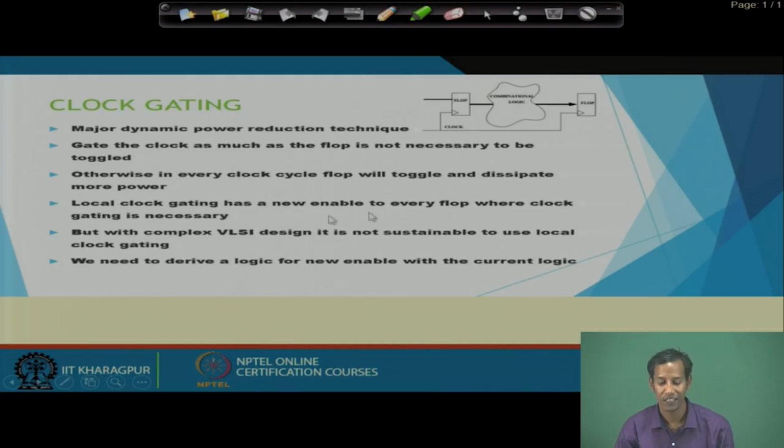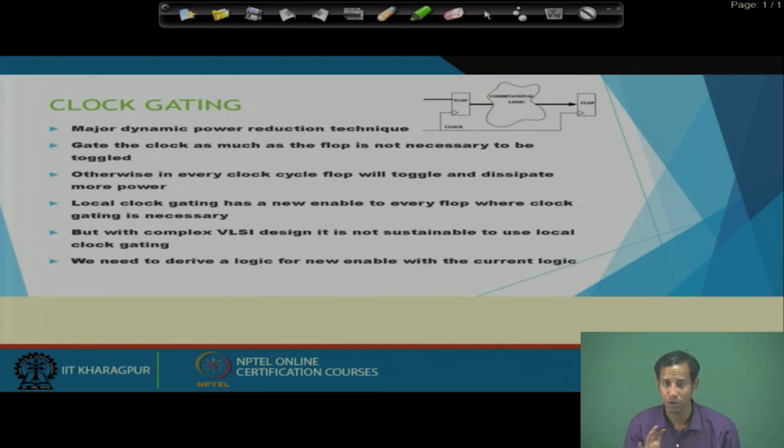Local clock gating has a new enable for every flip flop where clock gating is necessary. But with complex VLSI design, it is not sustainable to use local clock gating. We need to derive a logic for the new enable with the current logic. Sometimes you can actually do this local clock gating. Local clock gating means some of the sub blocks can also be clock gated locally, that means place them in dormant mode whenever they are not functioning.